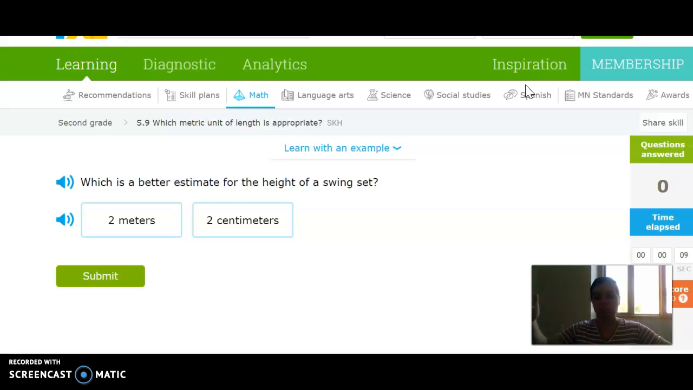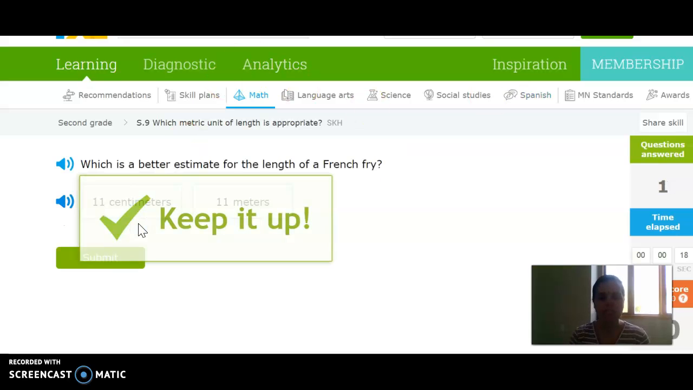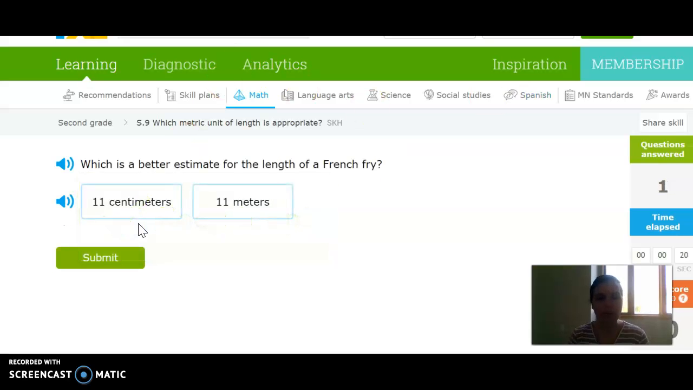Remember the meter sticks we made at school? 2 meters or 2 centimeters? You're right, I would guess 2 meters. That would be taller. Which is a better estimate for the length of a French fry? Whoa, do you think it would be 11 of those meter sticks we had put together? Or 11 centimeters? Yeah, I would guess 11 centimeters too. That would be a really long French fry if it was 11 meters.